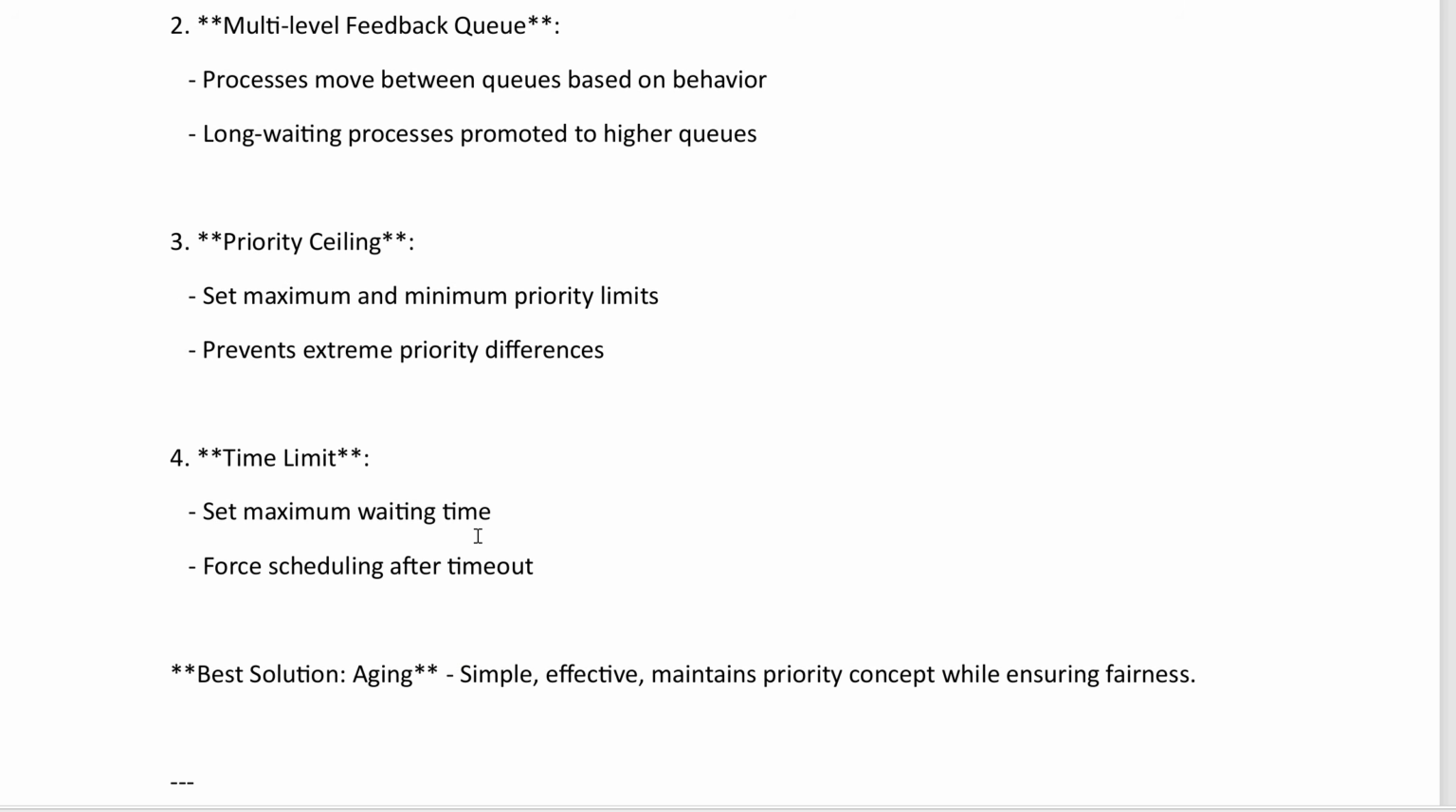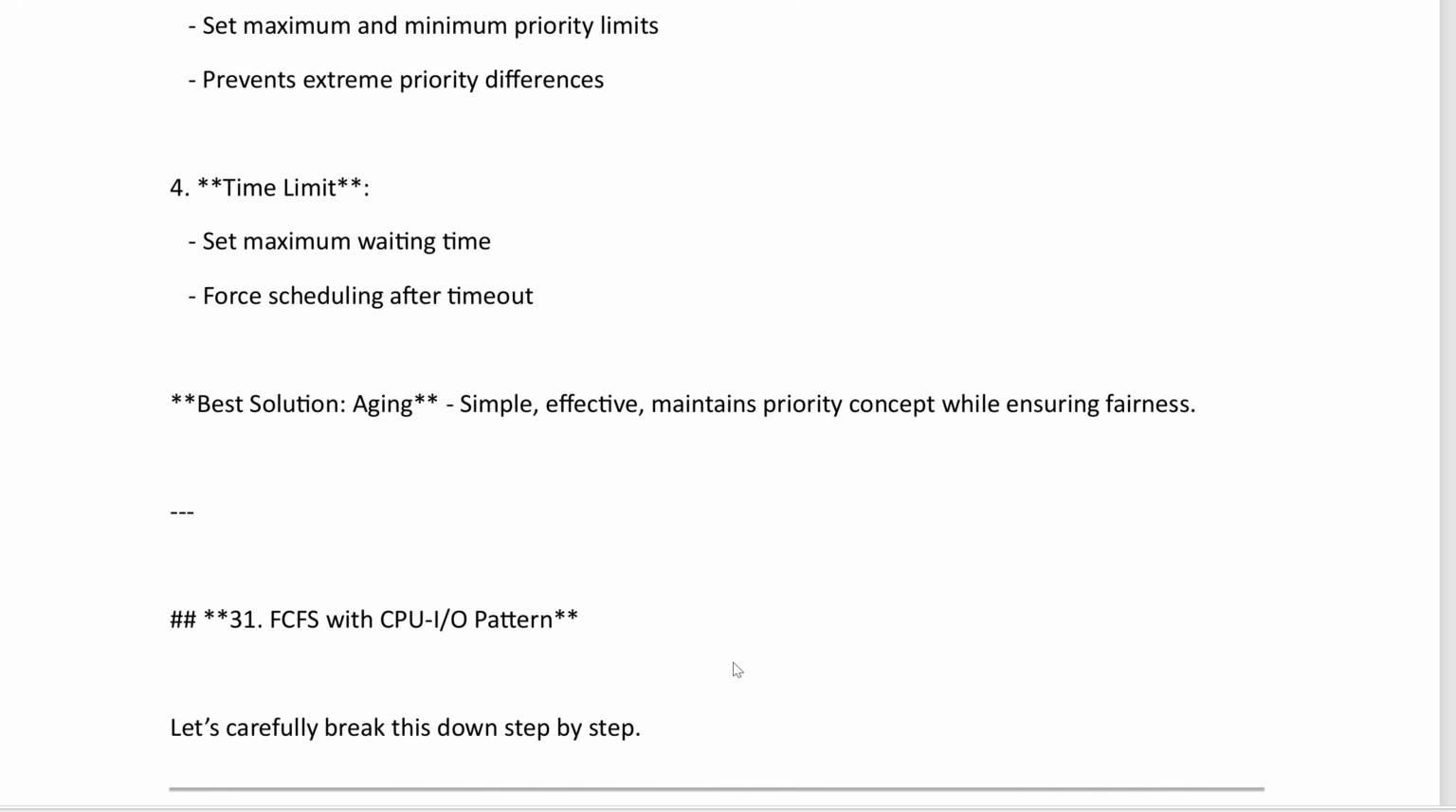Fourth is time limit, that is, set a maximum waiting time. We set some time, and a process can wait for that time. If the time exceeds, then the CPU should be allocated to that process. So starvation can be removed by using this. As I have said, after timeout we have to schedule that process; CPU should be given to it for execution. The best solution out of these four is aging, that is simply increasing the priority, maintaining the priority concept while ensuring fairness.